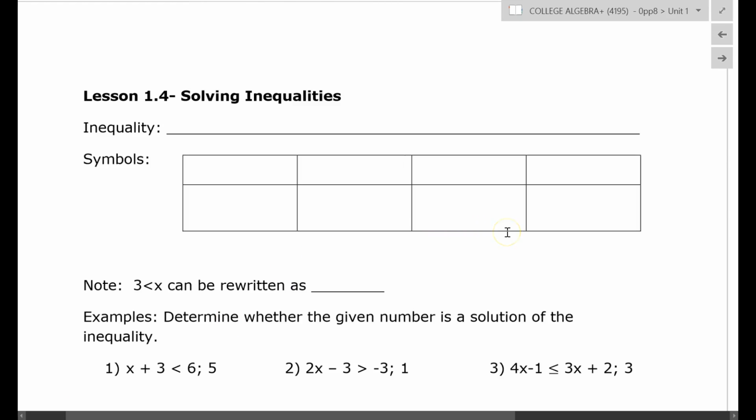All right, we're in. Wait, I'm chewing. Can somebody close the door for me, please? That'd be so nice. Welcome to another class of solving inequalities. Here we go.